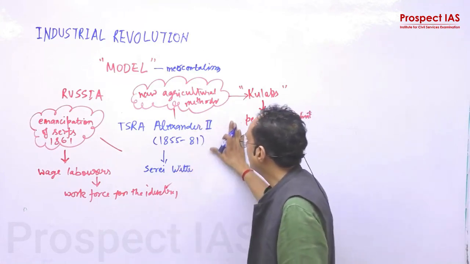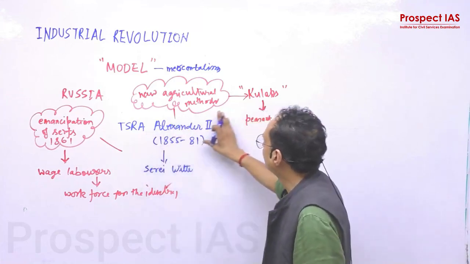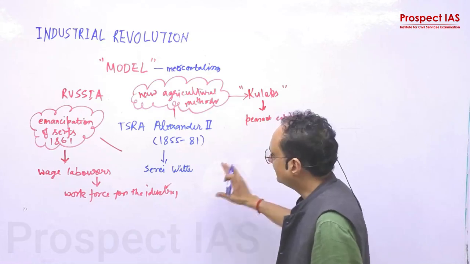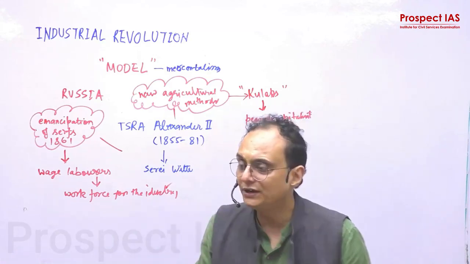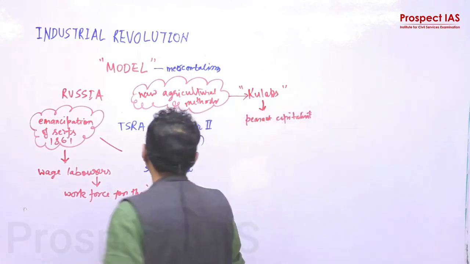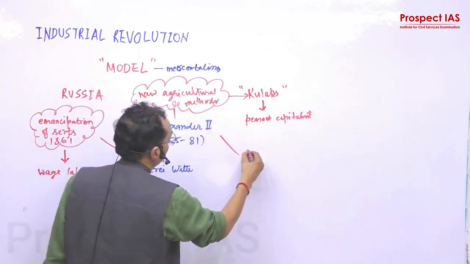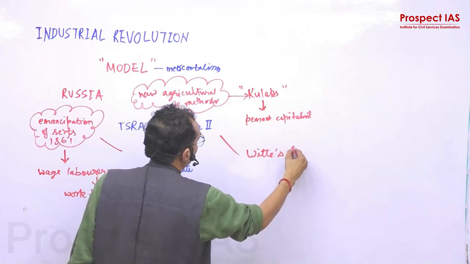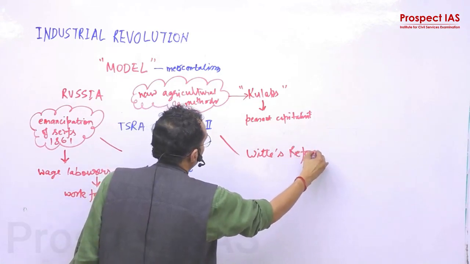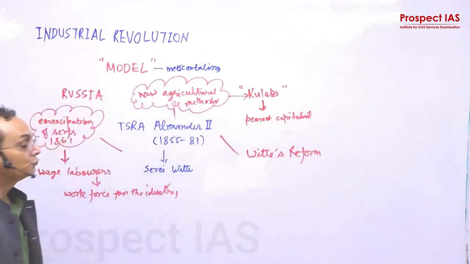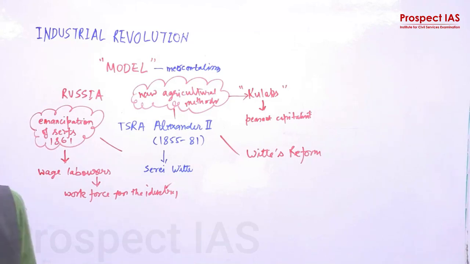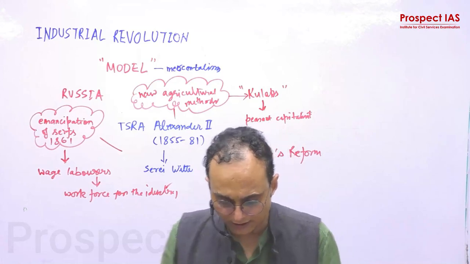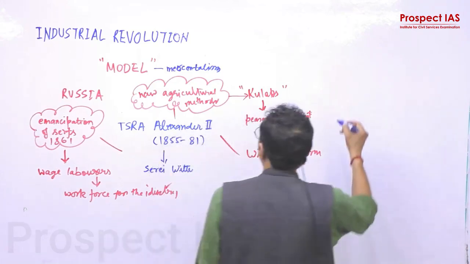Okay, here emancipation of serfs, new agricultural methods were introduced, kulaks and others, and then the third factor was Witte's reforms. Okay, Witte's reform, and that was the brief story of Russian industrialization. But what were the drawbacks of Russian industrialization? Now note it down. Drawbacks. What were the drawbacks?